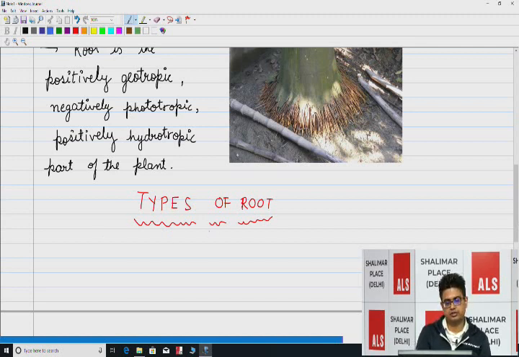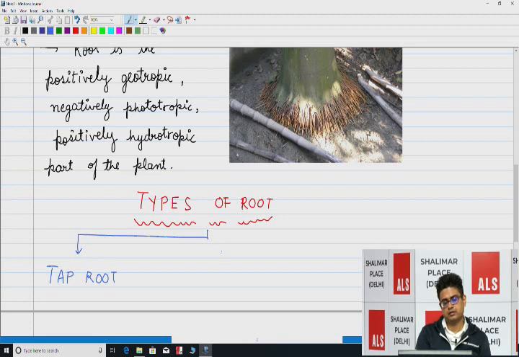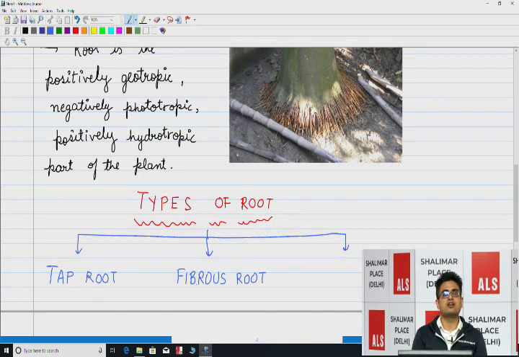There are three types of root. Number one is tap root. Next is fibrous root. I will explain the difference between fibrous and tap root, and I will also explain the difference between fibrous root and adventitious root. Actually, there is a lot of confusion between fibrous and adventitious because they look the same, but there is a huge difference.